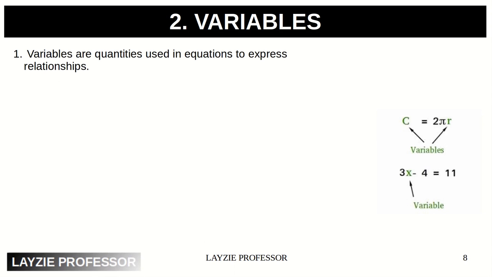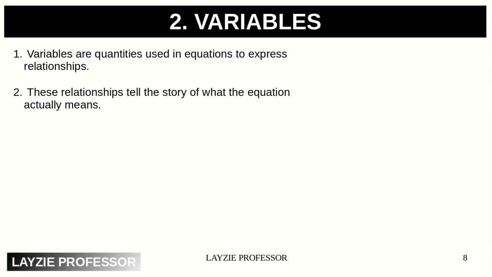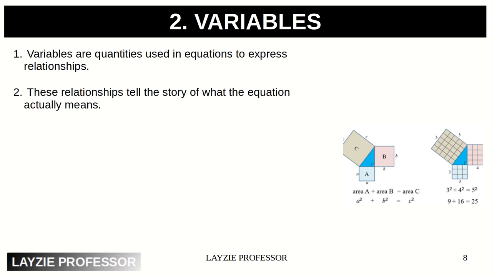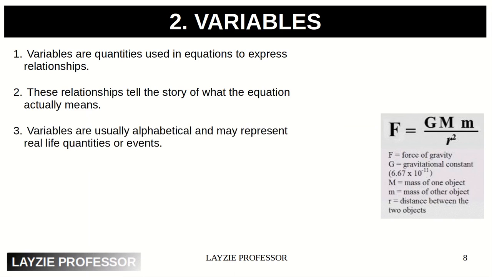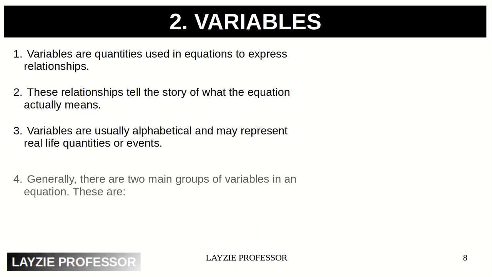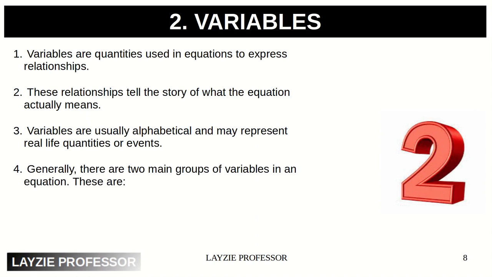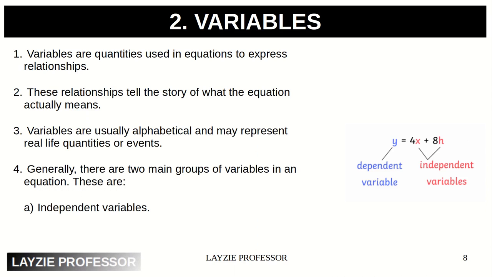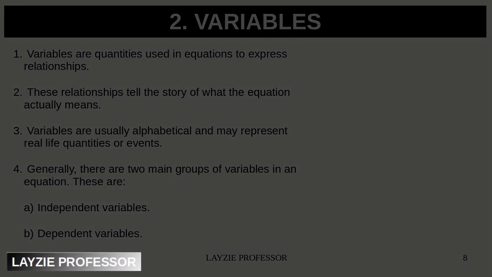Variables are quantities used in equations to express relationships, and these relationships generally tell the story of what the equation actually means. Variables are usually alphabetical or expressed in alphabetical terms and may represent real-life quantities or events. Generally, there are two main groups of variables in an equation, and these are independent variables, and then we also have dependent variables.